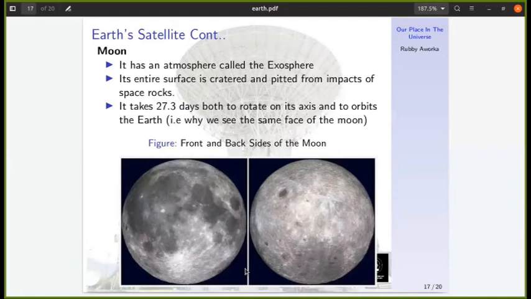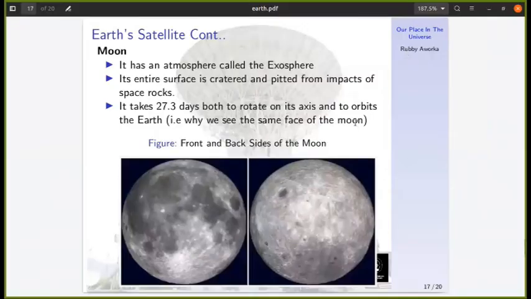And it takes the moon 27.3 days both to rotate on its axis and also orbit the Earth. That is the reason why we always see the same face of the moon all the time. So this is the part of the moon that we always see, but this part, which is the back side of the moon, is not seen by us.